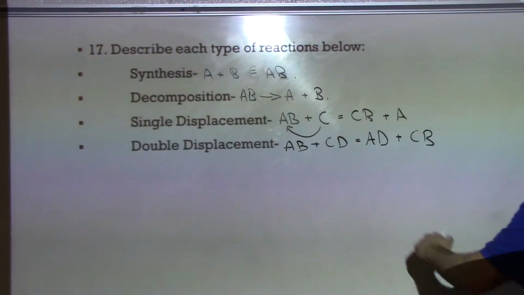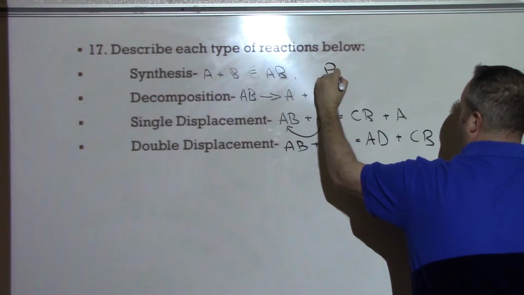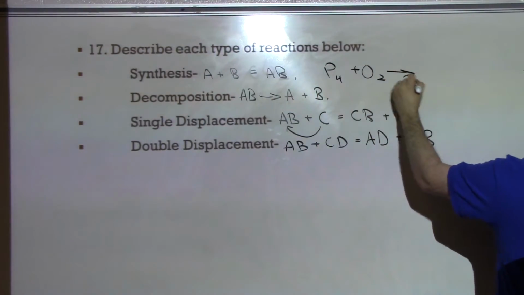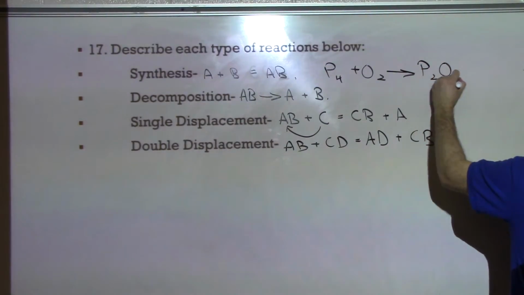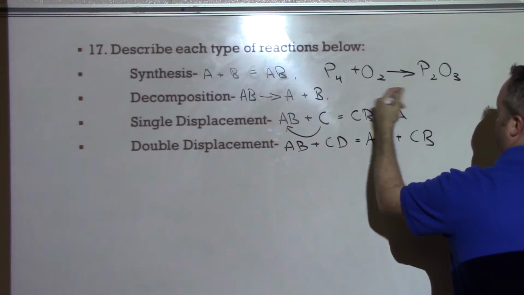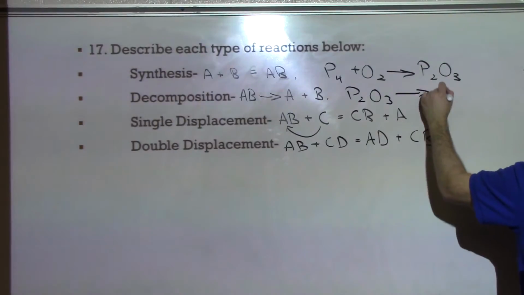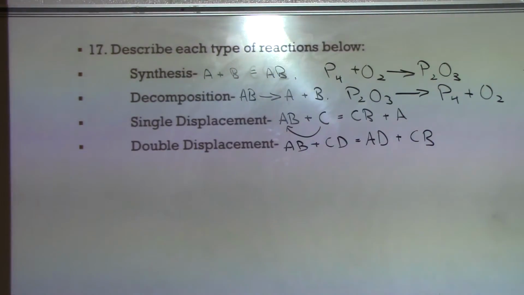So looking at some examples of these. Another example of a synthesis reaction would be like if I had phosphate and I was adding oxygen gas, and what I got as a result would be this. Diphosphorus trioxide. An example of a decomposition reaction will be the opposite. If I started out with this, and then it gave me this. Okay? Again, just the opposite of what we had before.